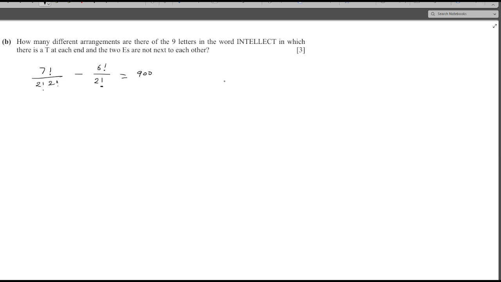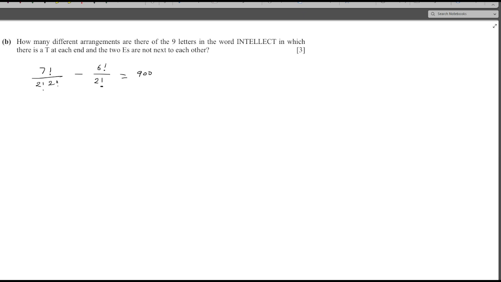Now, the second way of looking at the problem is that as 2 T's are at each end, there are 7 alphabets. Now, in those 7 alphabets, we don't want E's to be together. So we can fit these E's in between two different alphabets. That will also give you the answer, but that will be a little time consuming, I will say. This is the best possible way of doing this question.